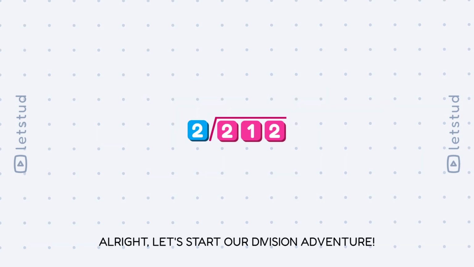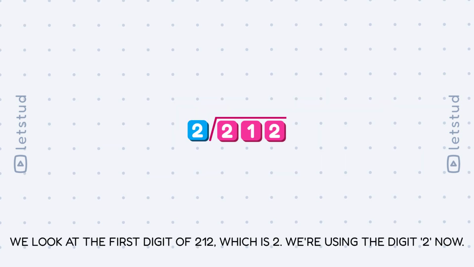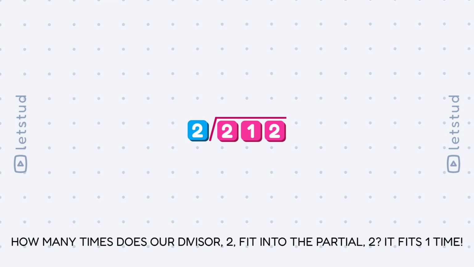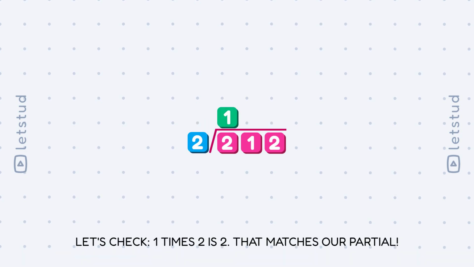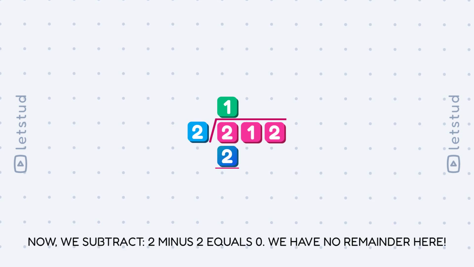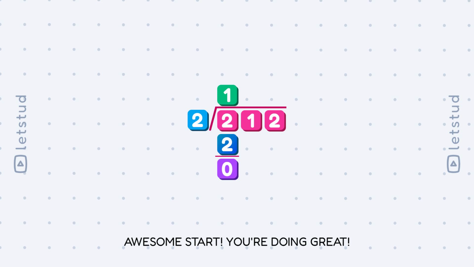Alright, let's start our division adventure. We look at the first digit of 212, which is 2. We're using the digit 2 now. How many times does our divisor 2 fit into the partial 2? It fits 1 time. Let's check: 1 times 2 is 2, that matches our partial. Now we subtract: 2 minus 2 equals 0. We have no remainder here. Awesome start, you're doing great.